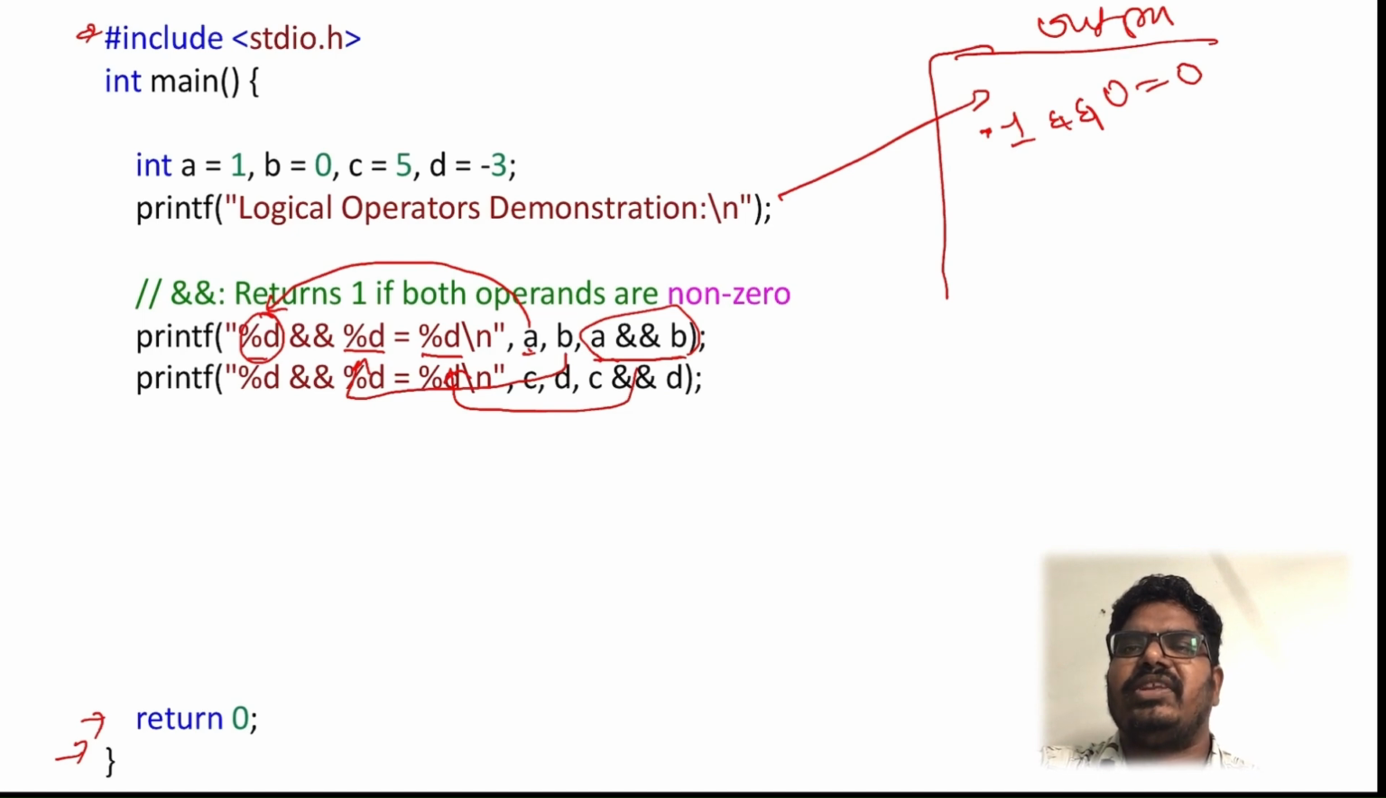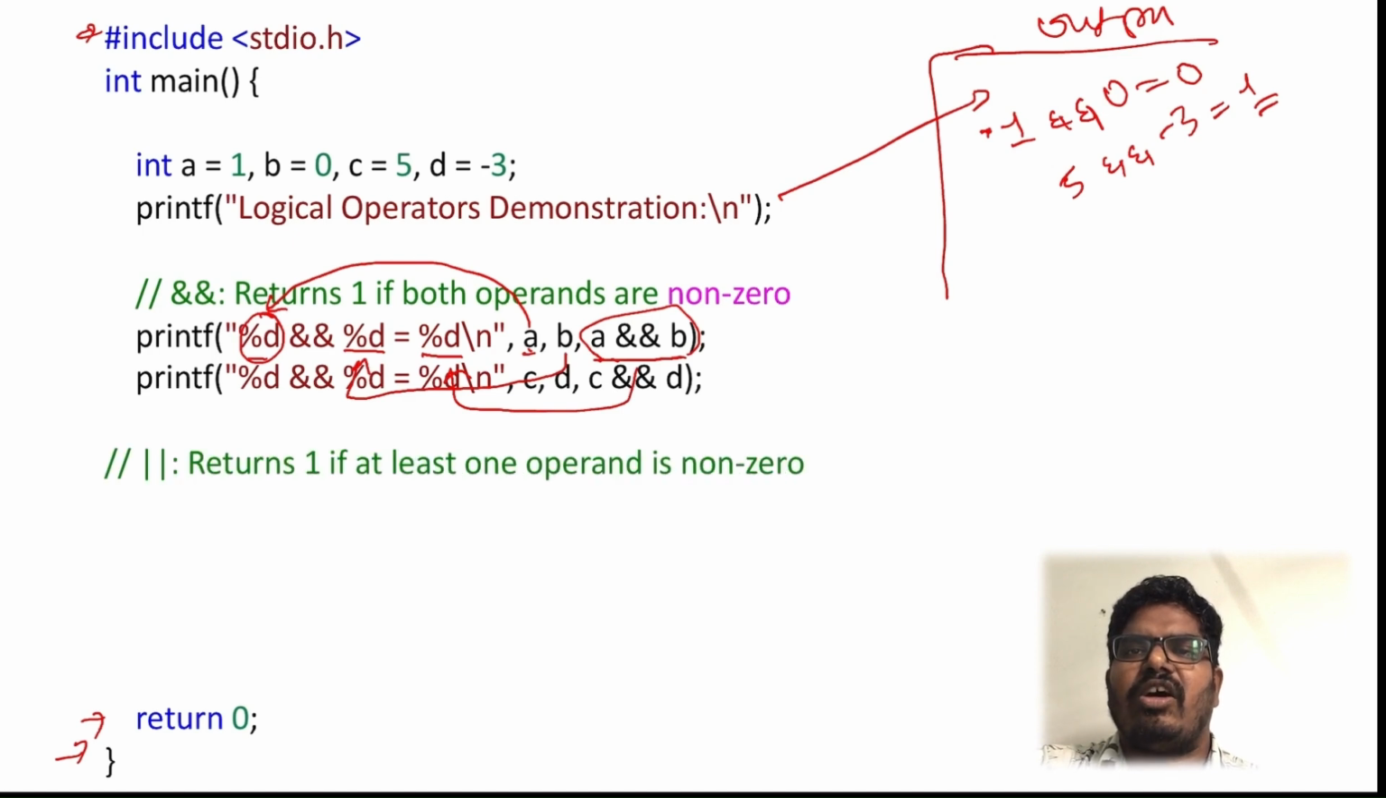The next case, I am taking with C and D. C has what value? 5. And D has what value? -3. Both are non-zero. That means the result is going to be what? 1. So here, 5 AND -3, both are non-zero. That's why the result is 1. That is the answer here.